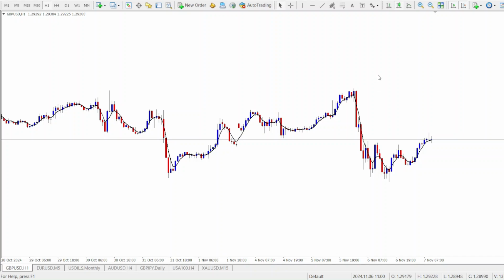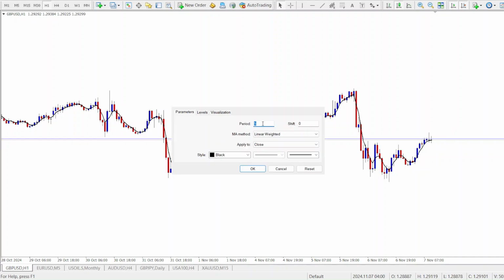So why should you consider using the linear weighted moving average in your trading strategy? There are a few key benefits to keep in mind. So first, the LWMA is highly responsive to recent price changes, just like we discussed. This makes it an excellent choice if you are looking to capture market trends quickly, as it doesn't lag as much as some other moving averages might.